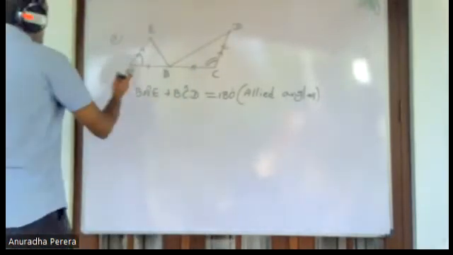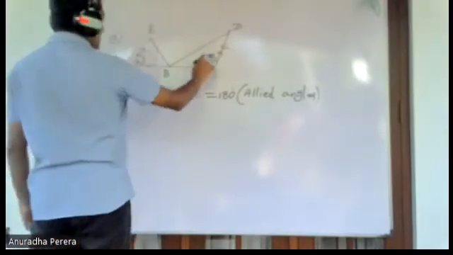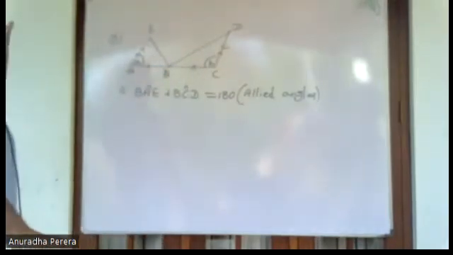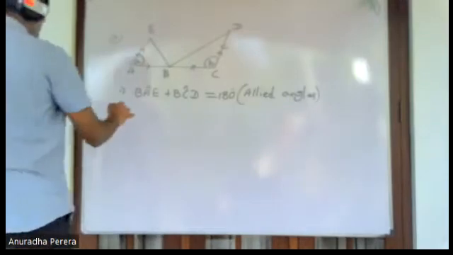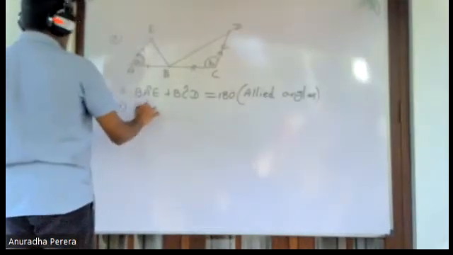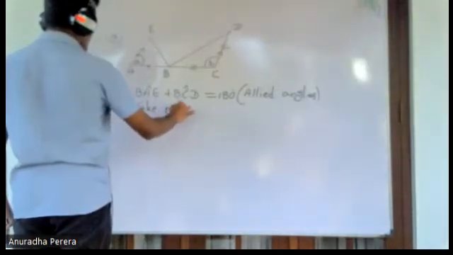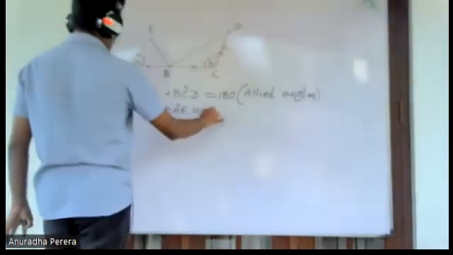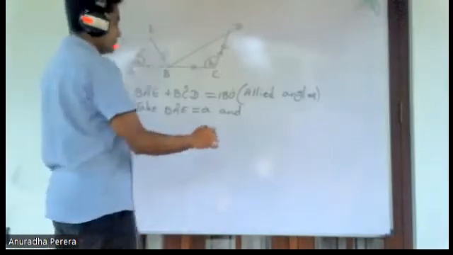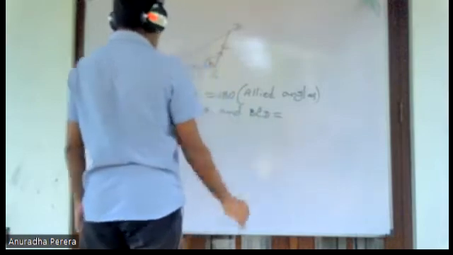Yes, sir. You can take this as A. And this as B. Take BAE equals A, BCD equals B.